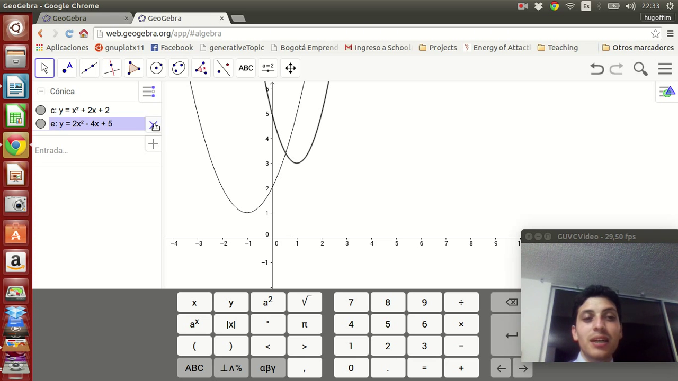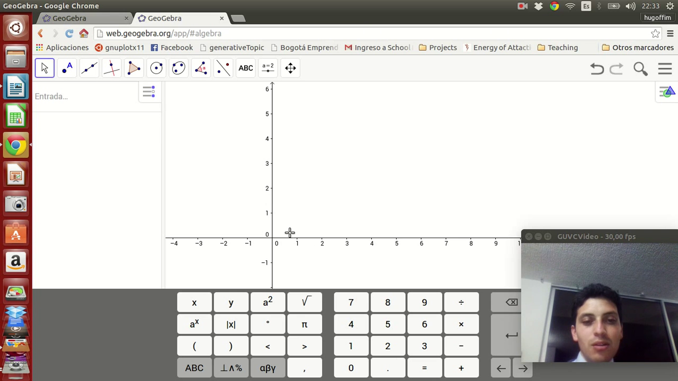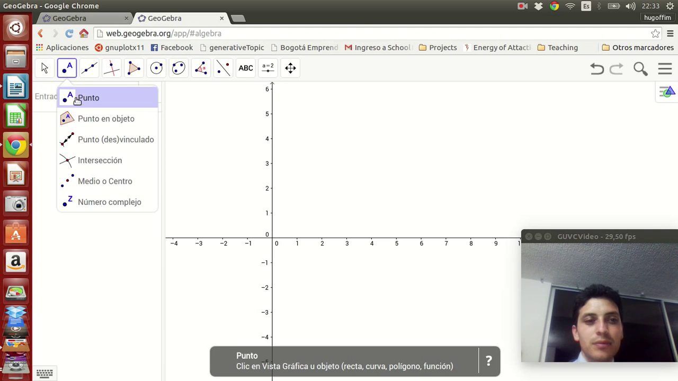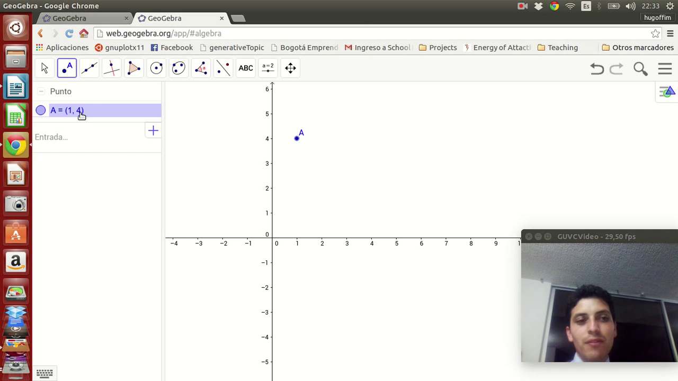Let me erase the graphs. Then check the graph: 1 and 4 here. This is the vertex.